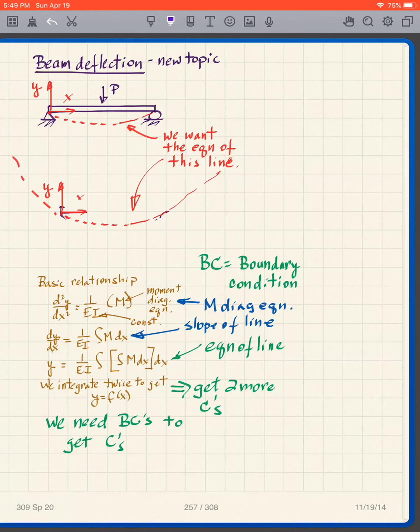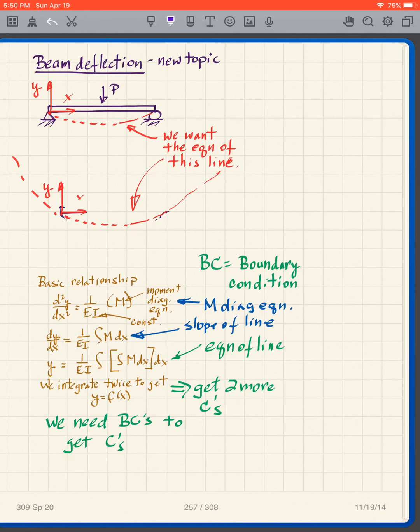That's our goal. We have already talked about the basic relationship, and that was that the second derivative of y with respect to x is equal to 1 over EI times M, where M is the moment diagram equation. We've already developed the moment diagram equation, and we're simply going to integrate it 2 more times. EI is going to be a constant. That's the bending stiffness. We've talked about that.